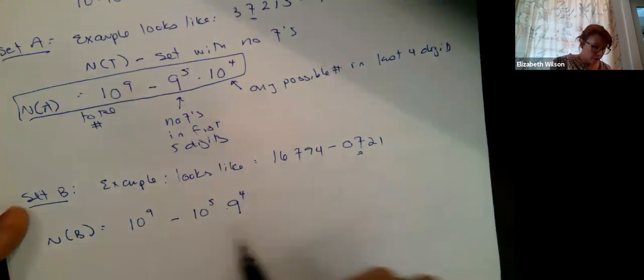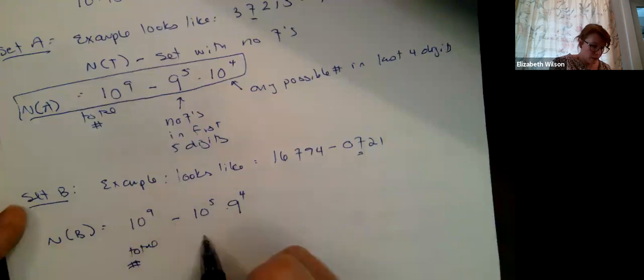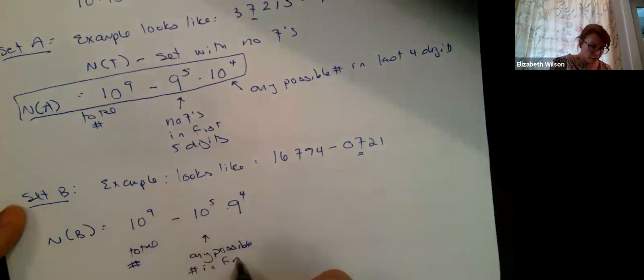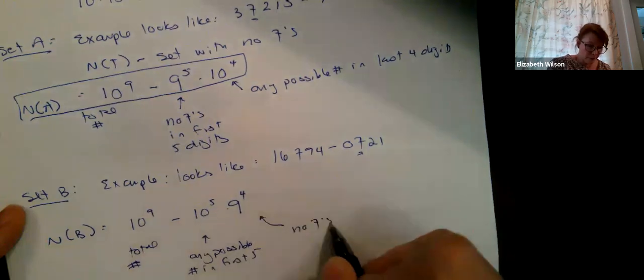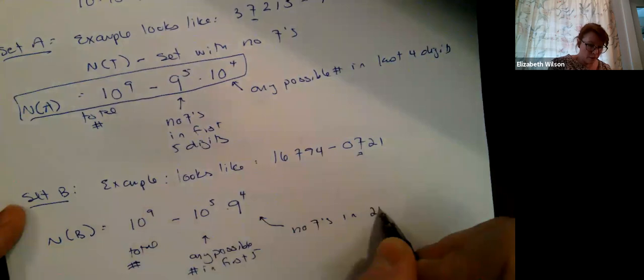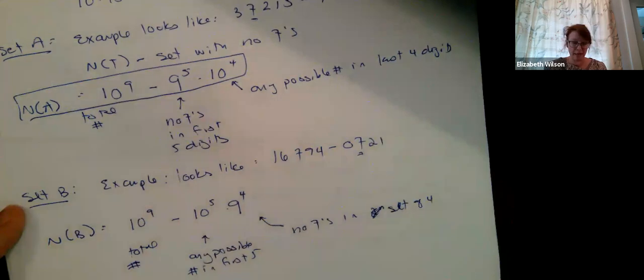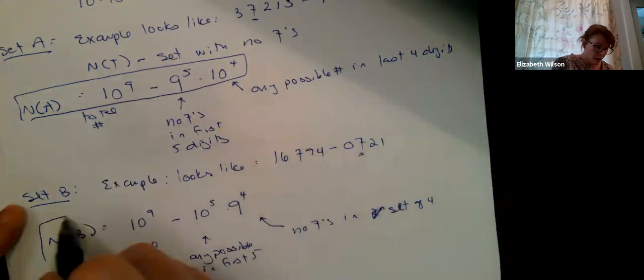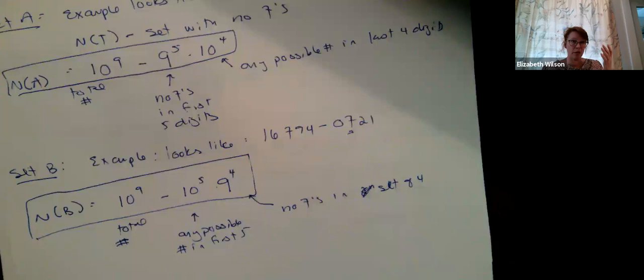Okay, so let's write this out again. This is our total number. This says any possible number in first 5. And then this part says no 7s in the second set of 4. Okay, that's our second set of 4. So this is our algorithm, our formula for our NB. Okay, so now what we want to do is this gives us NA and B. We just calculated NT at the beginning.